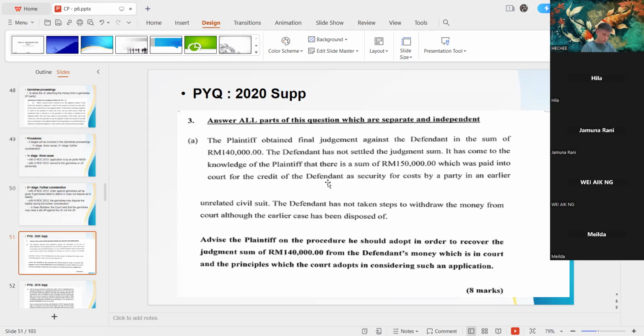Looking at the wording, the judgment creditor shall not be entitled to the garnishing proceeding if the money is in the court, but he may apply by filing a notice of application. So this is how you are going to answer the question. Is that okay?